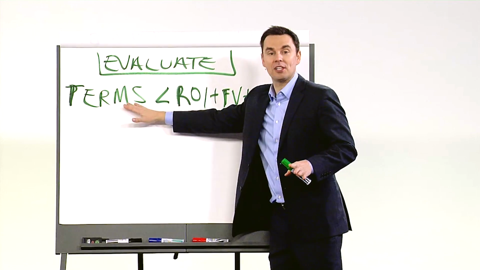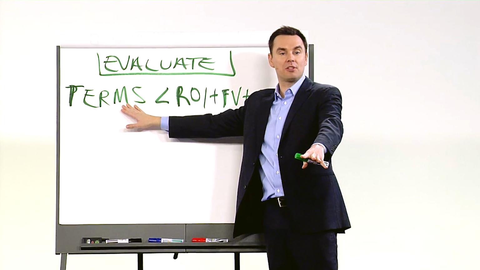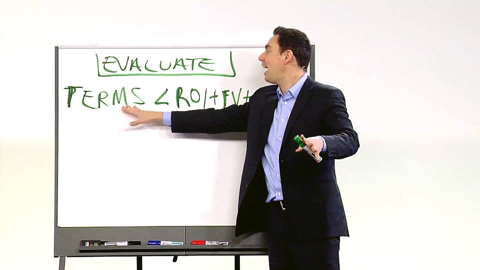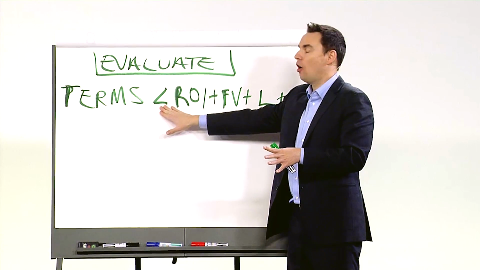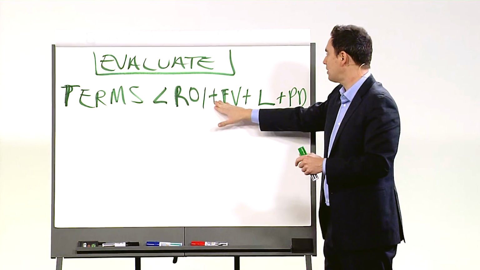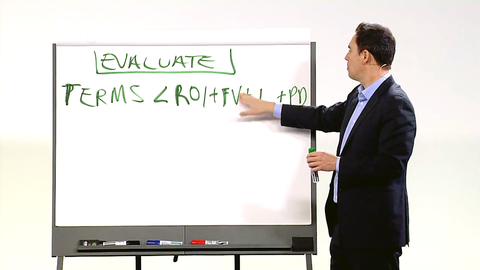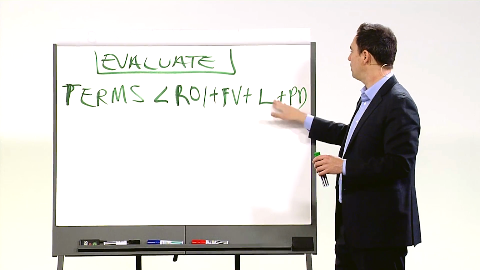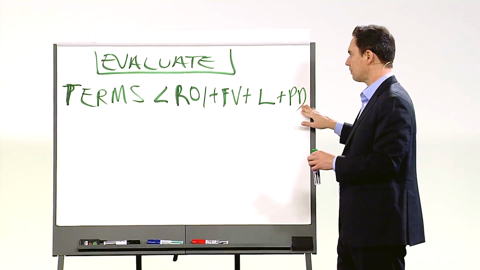The terms of any deal has to be less than ROI plus FV plus L plus PD.